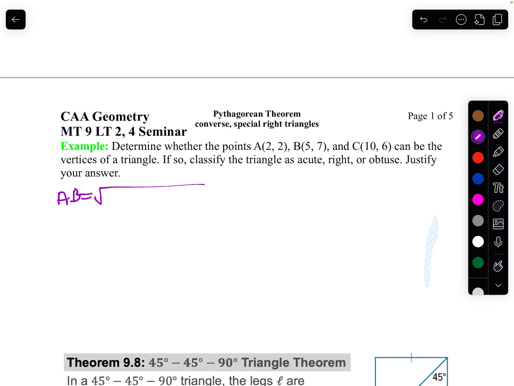So we're going to say 5 minus 2 squared plus 7 minus 2 squared. Notice when we get that, we will get 3 squared plus 5 squared, which is 9 plus 25. I'll get the square root of 34. And on this one, I think I'll approximate that. So the square root of 34 is about 5.83.